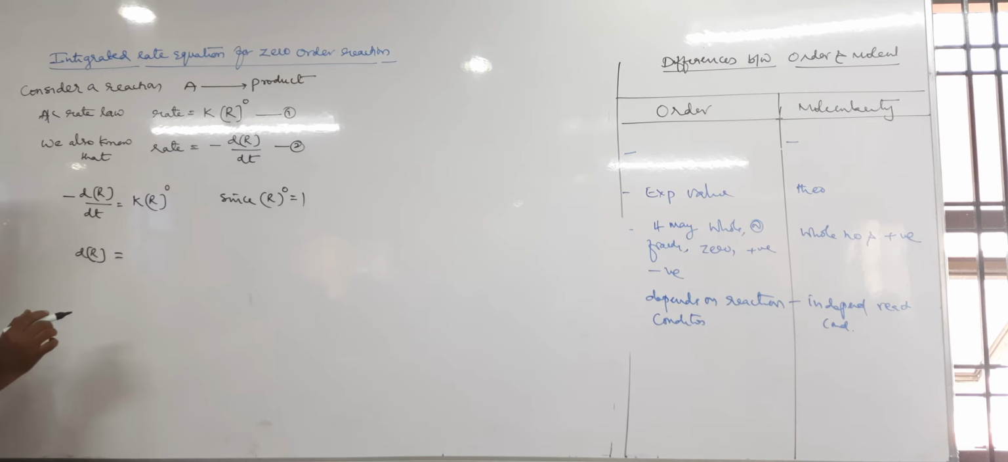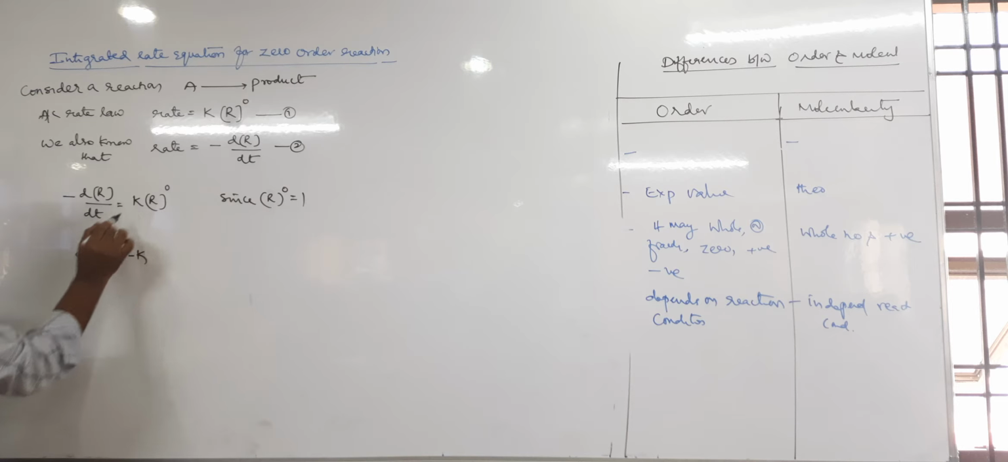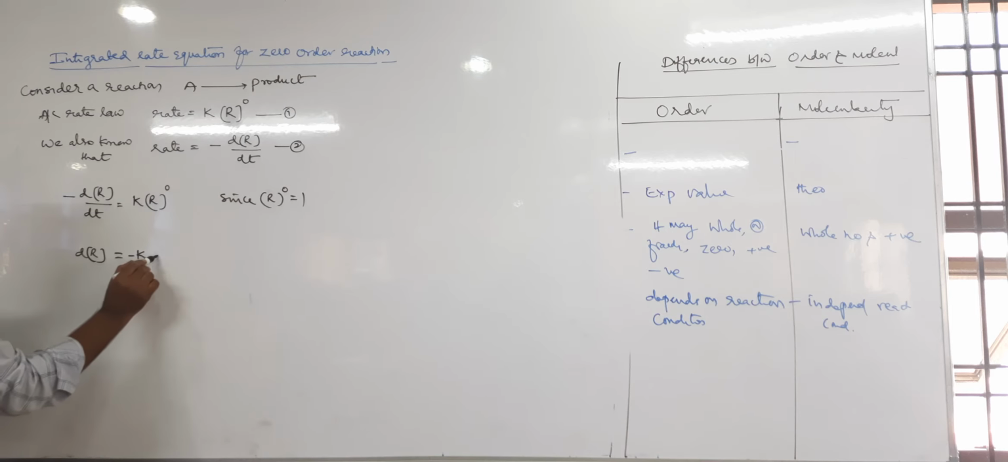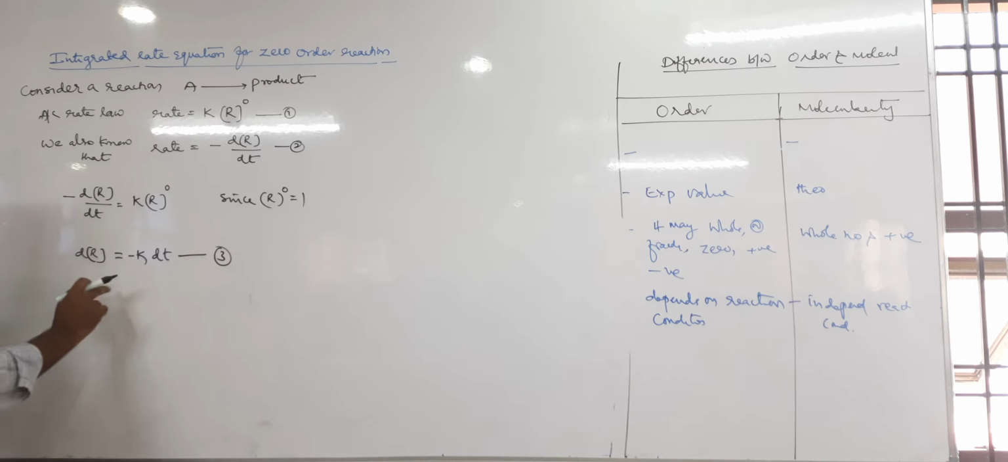So dR equal to minus K, this is 1, so bring d here, t here, dt. So therefore dR equal to minus K into dt. Take this as equation 3. Then tell me, for equation 3, what to do? Integration. Right.